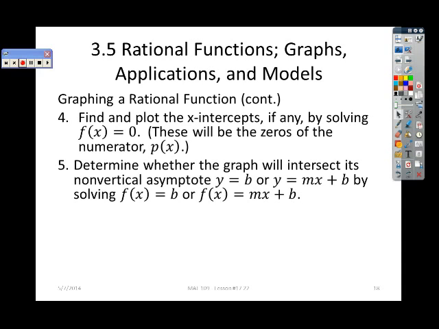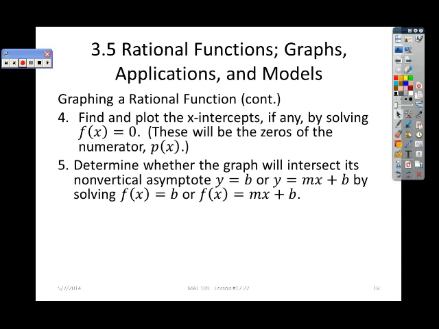You do that by setting the function equal to this equation for the non-vertical. So your non-vertical will either be y equals b or it will be y equals mx plus b, right? It'll be a linear equation of that sort. Your non-vertical will be one of these two. So set your function equal to that.